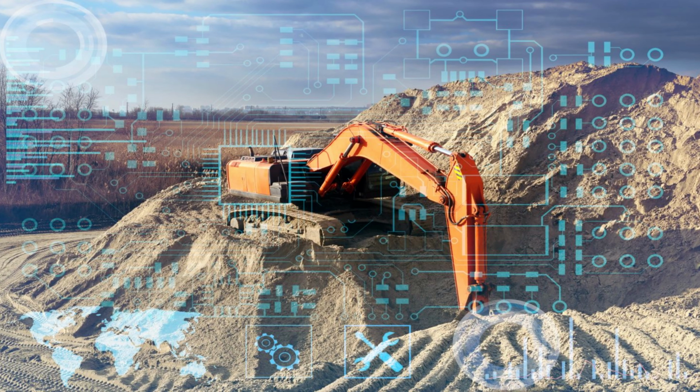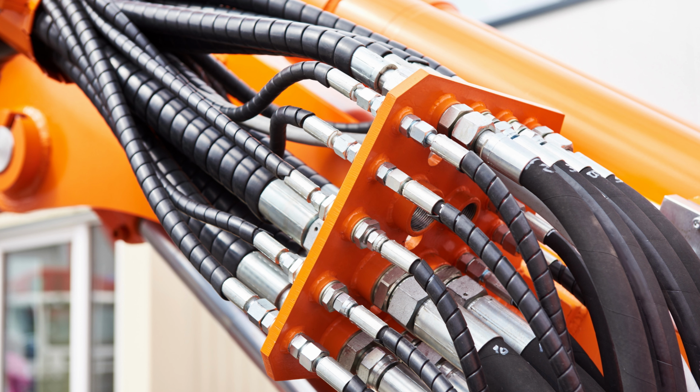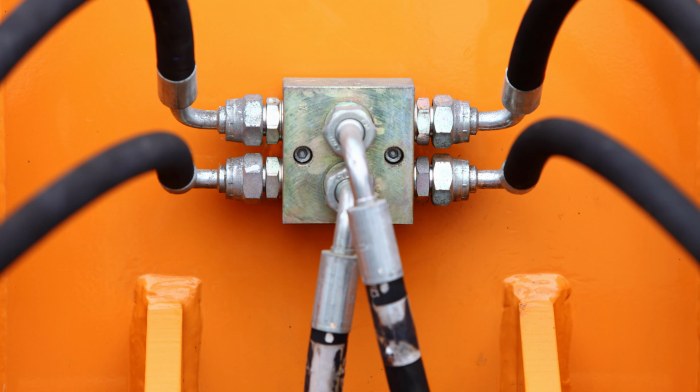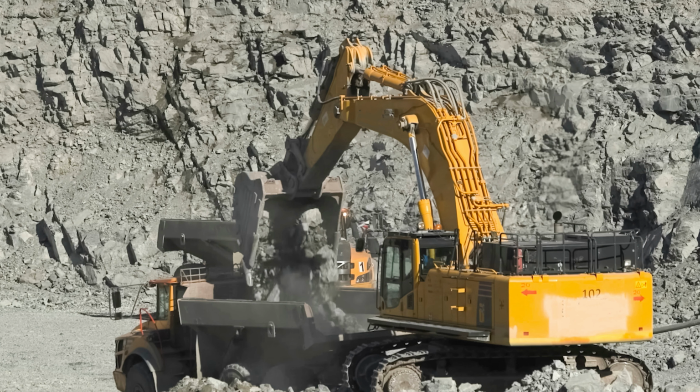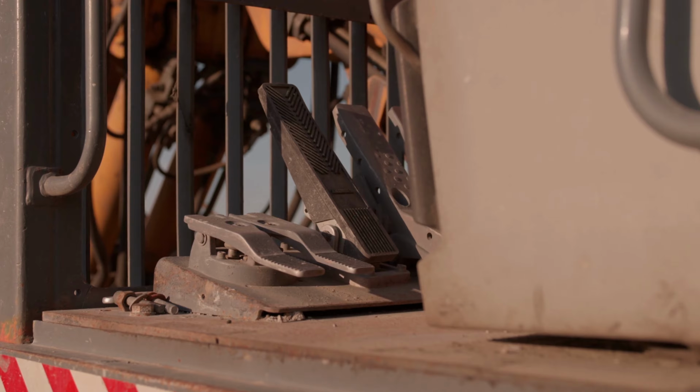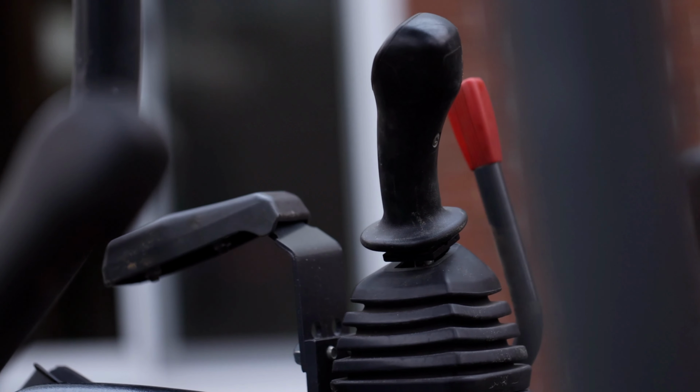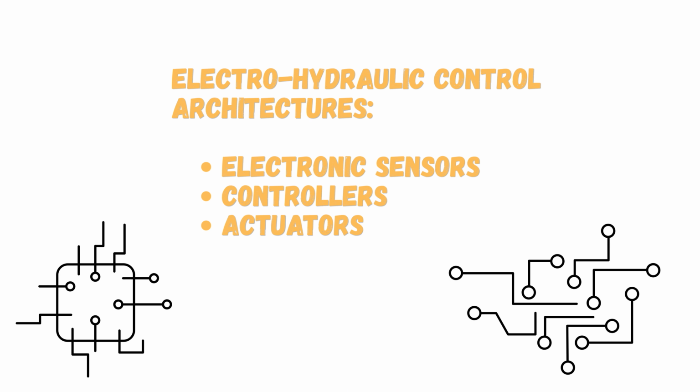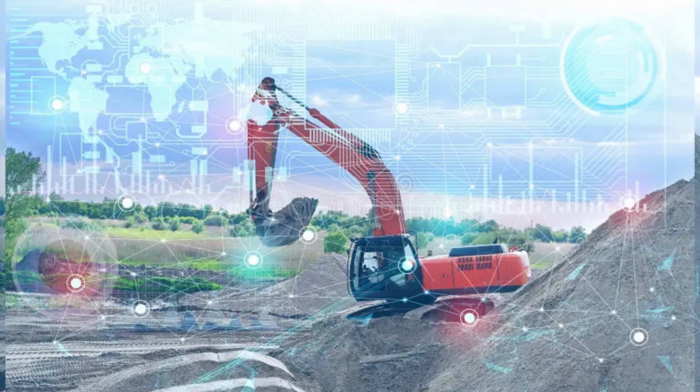Modern excavators increasingly rely on advanced electronic control systems to manage the complex dynamic interactions between hydraulics, mechanical structures, and external loads during operation. Traditional excavators depended largely on purely hydraulic control, where operator inputs directly regulated hydraulic valve openings. However, modern machines incorporate electro-hydraulic control architectures in which electronic sensors, controllers, and actuators work together to optimize machine performance in real time. A network of sensors continuously monitors the operating state of the excavator.